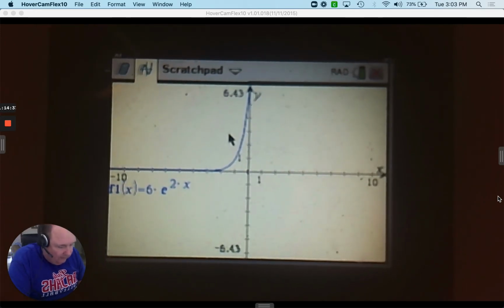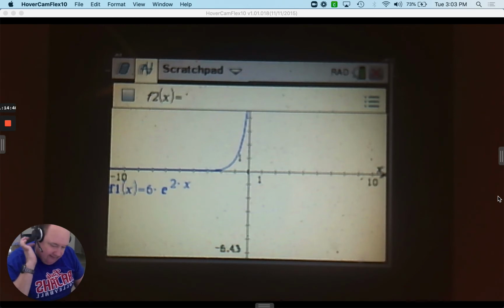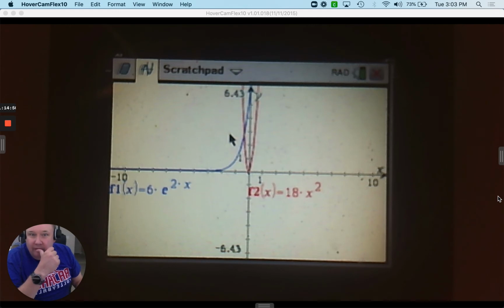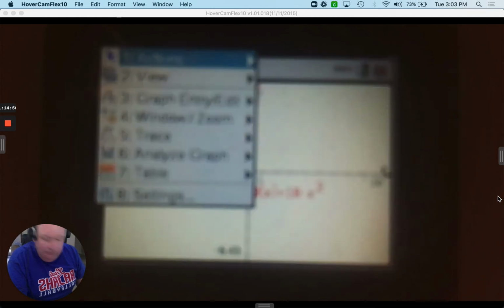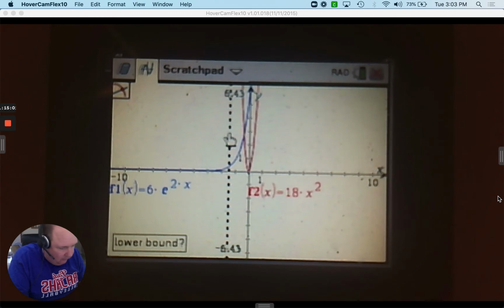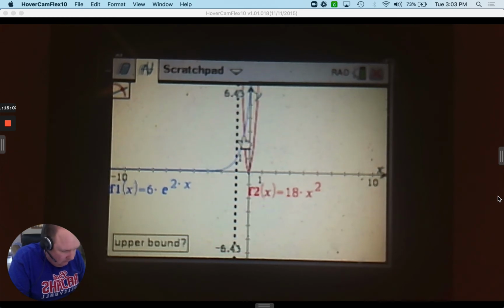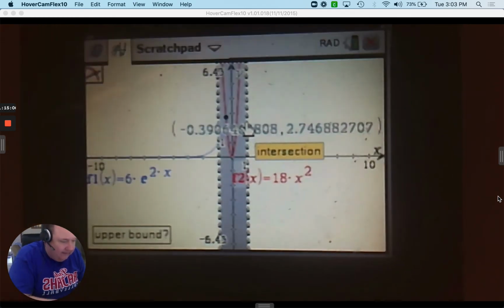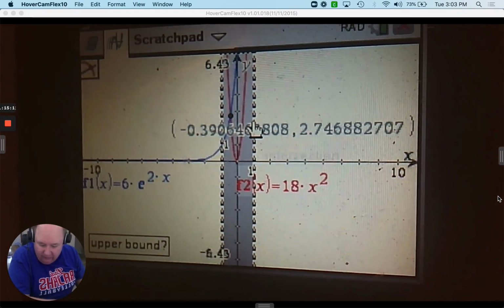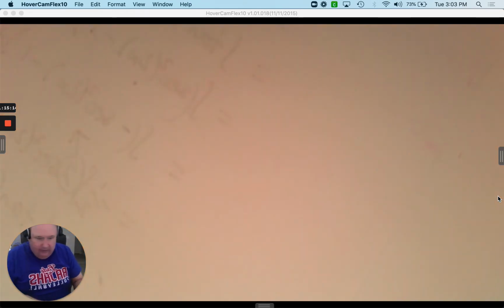And then the second one is just 6x cubed. And the derivative, of course, is 18x squared. And then we're looking to see where they intersect. So if I press menu, and if I go to analyze, where they intersect is number 4. So I get the answer, -3, 9.1 if I round. Negative 391. Finally, get an answer that matches.